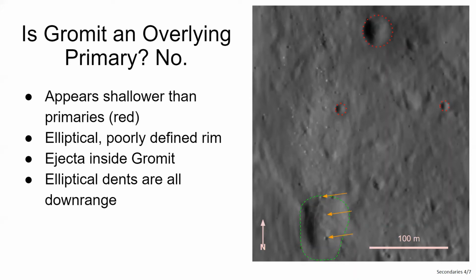Or it could have just landed in a bouldery area and some boulders rolled in afterwards, but that seems less likely. And all of the elliptical dents that we're calling tertiaries are downrange of Gromit. So it would be pretty weird if all of these that we're seeing align better with the radial indicators from Gromit than from Wallace, and they just happen to be downrange of some unrelated primary.